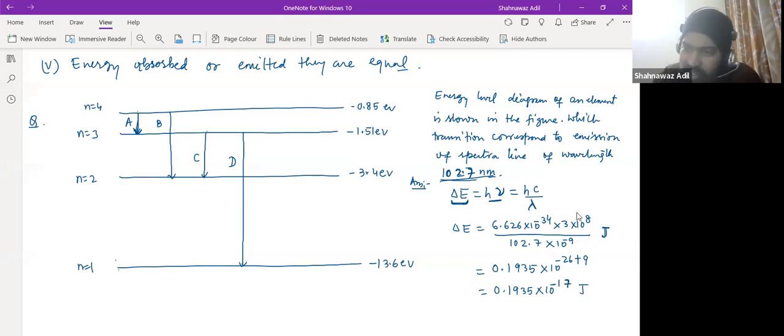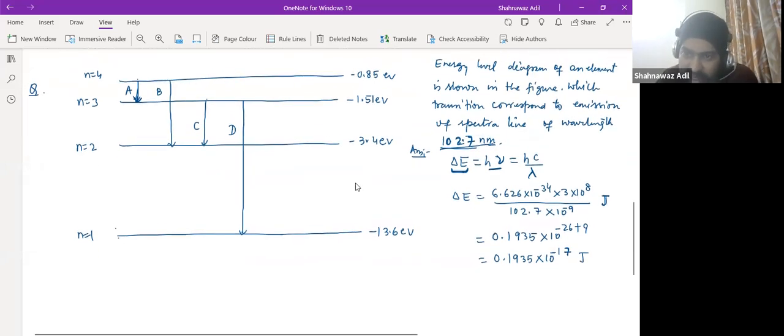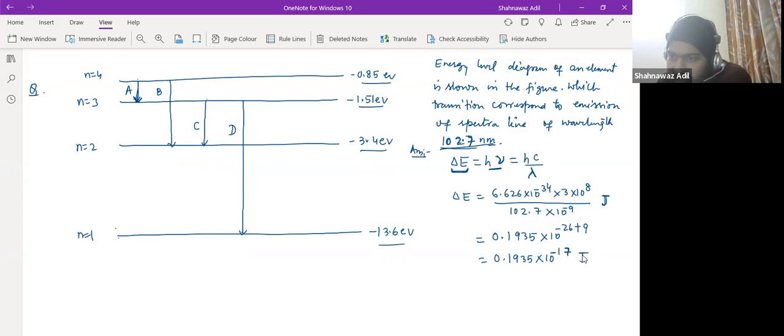But we can convert this energy, because all the energies are given in electron volts. So we have to change this joule into electron volt. How can we do that? We know that 1 electron volt is 1.6 into 10 to the power minus 19 joules. So 1 joule would be 1 divided by this. So 0.1935 into 10 to the power minus 17 divided by 1.6 into 10 to the power minus 19 would be electron volts.